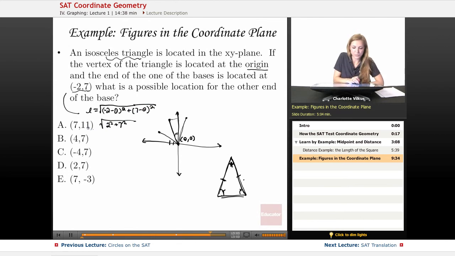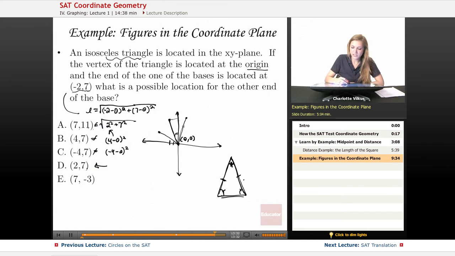So (7, 11) squared is not going to be equal to this. (4, 7) is also not going to be equal. This one's going to give me the exact same thing, because 4 minus 0 for this x part of it is going to be the same thing once it's squared as -4, 0. And neither of those are going to give me the same thing as 2 squared. (2, 7), well, so this one's my answer.